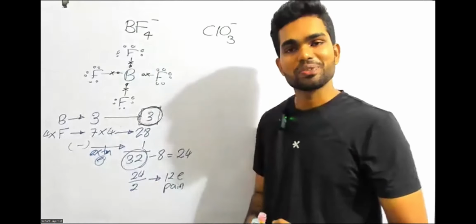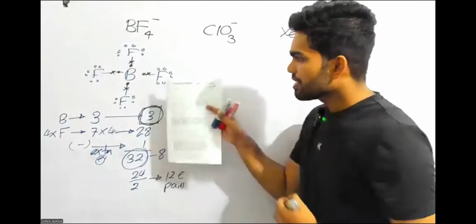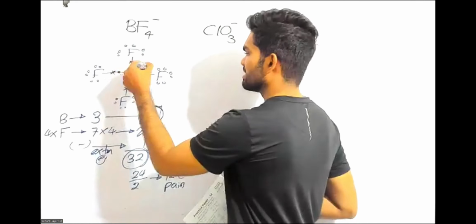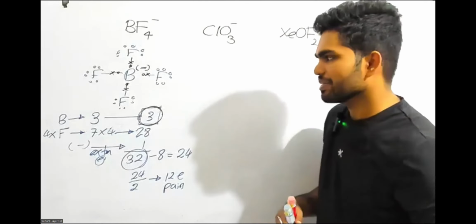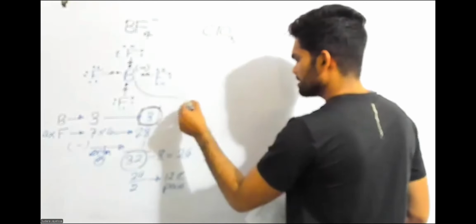Understood? So that means what? In other words, boron is the one that is having the negative charge. Okay, boron is the one having the negative charge. So you can take it as the formal charge also.